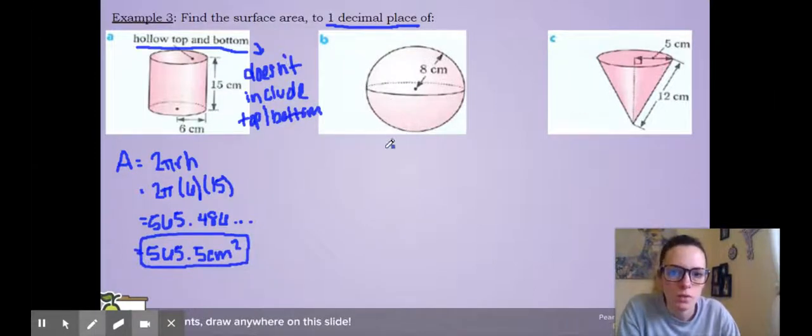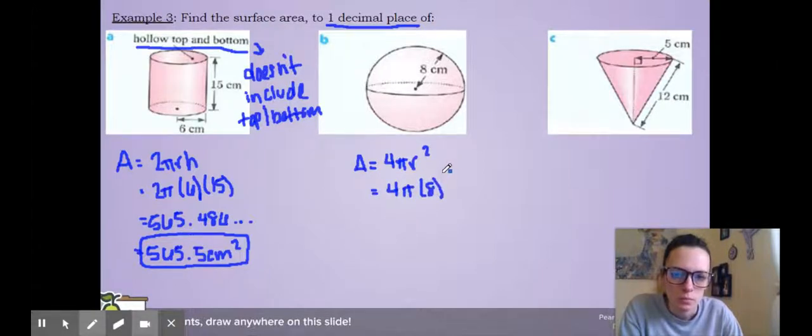Part B, we have a sphere. The surface area of a sphere is given to us again in the formula booklet or on the previous slide by 4 pi r squared. So just subbing in our radius of 8, and again, calculator or Desmos gives me 804.247, etc. So correct to the nearest tenth, I'm getting 804.2 centimeters squared.